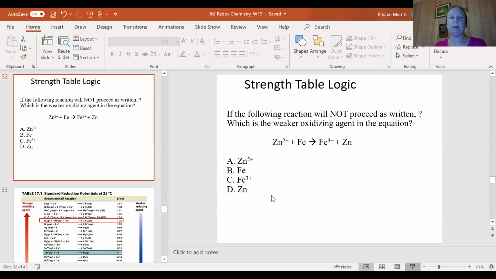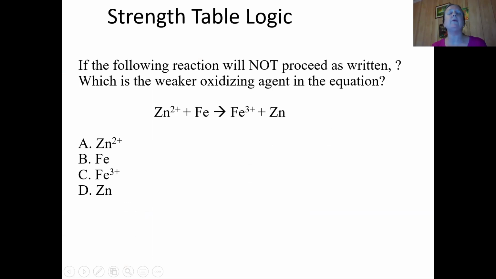And so if you get a question like this that says this will not happen, you're told right up the front this will not happen, which is the weaker oxidizing agent? All right, first of all, if it will not happen, then the weaker isn't a reactant. It won't happen because they're trying to make stronger. So it's going to be one of these two. Which one of these is the oxidizing agent? The oxidizing agent is being reduced. What is reduced? Gain electrons, reduction. So who's gaining electrons? Your zinc goes from a 2 plus to a 0. Your zinc is gaining electrons. If it's gaining electrons, it's reduced, is therefore the oxidizing agent. And your answer is A, zinc 2 plus.